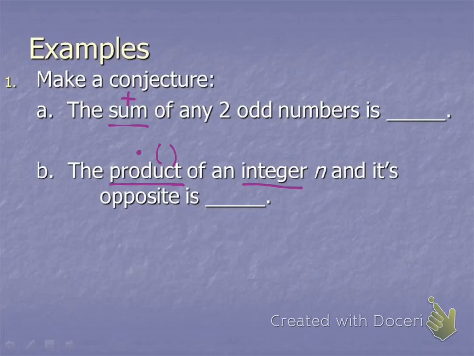Integer is basically a positive or a negative number. So we'll have to make sure we're thinking of positives and negatives. We talked about n yesterday. N can stand for what? Any number. Very good. So before we start thinking of examples, I just want to clarify some of those vocabulary words that are appearing. Any questions before we get going?